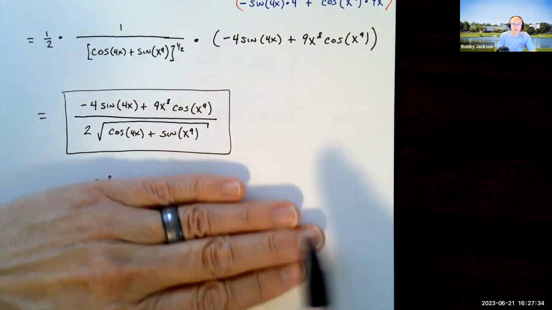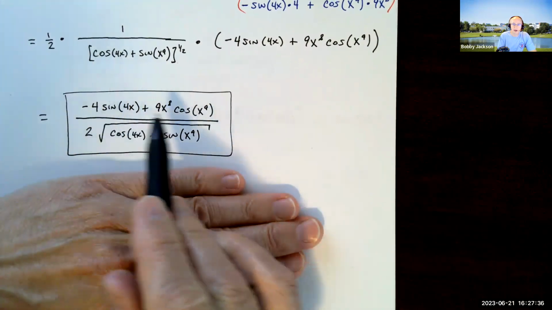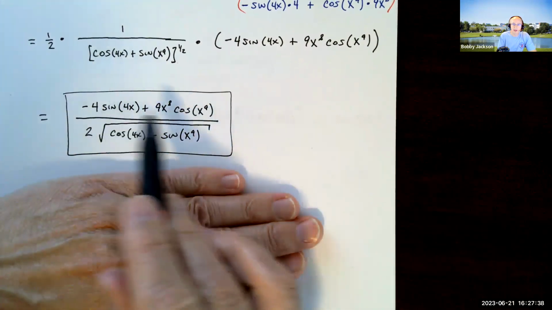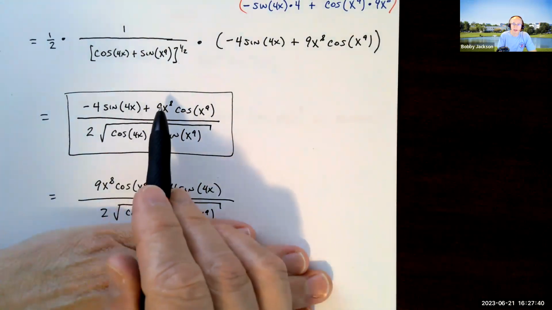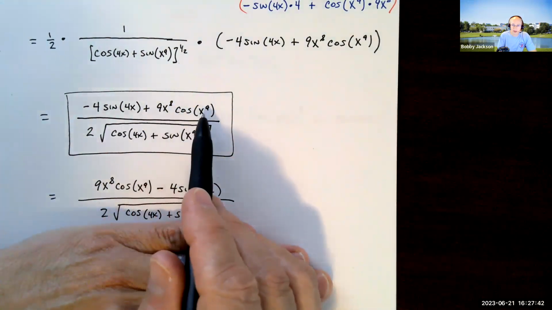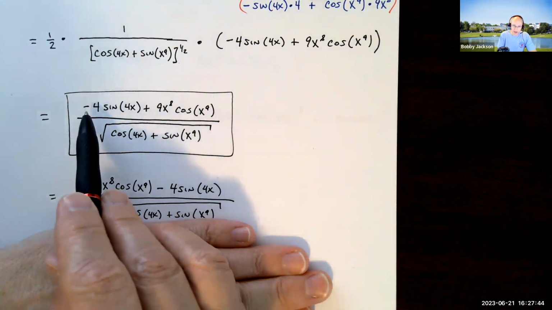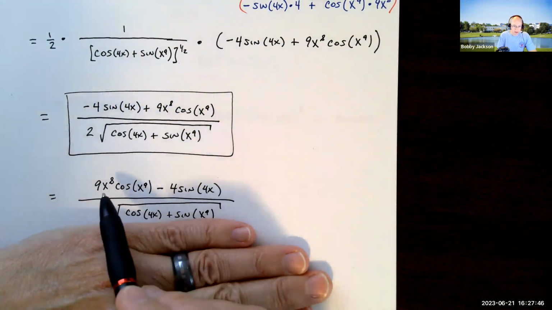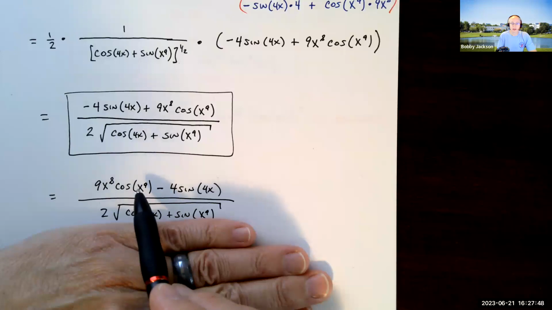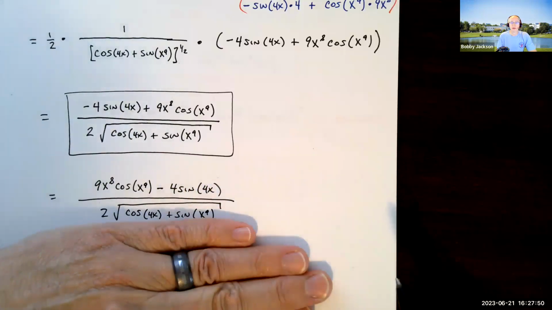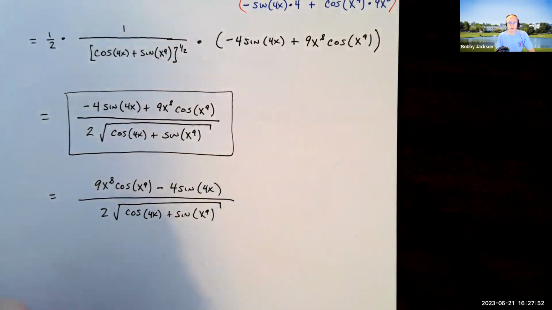Notice you could have rewritten the numerator, right, adding these two. I can subtract, change the way I'm adding it. 9x to the 8th cosine of x to the 9th plus a negative 4 sine of 4x is just 9x to the 8th cosine of x to the 9th minus 4 sine of 4x. So this would be acceptable as well.